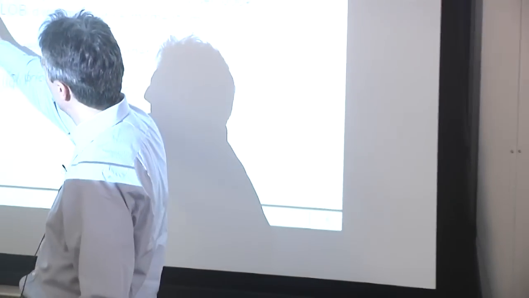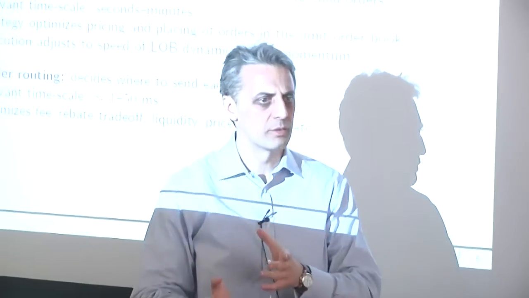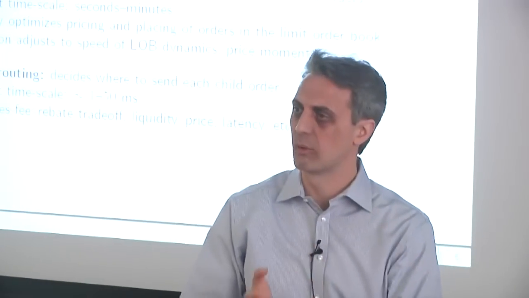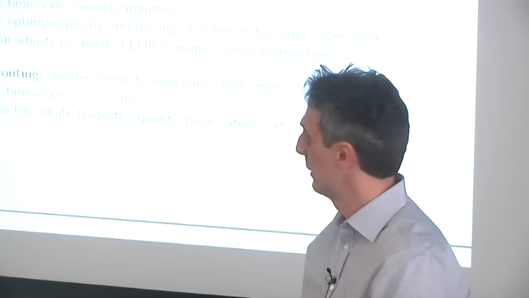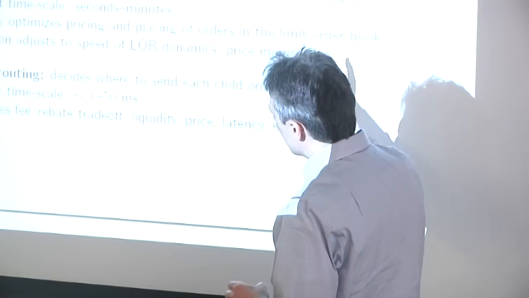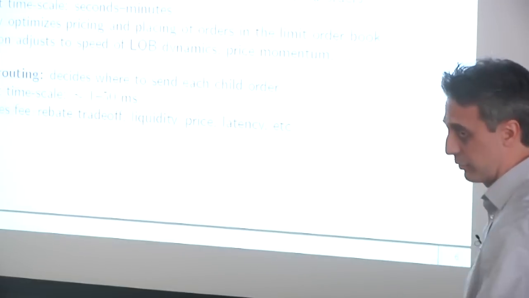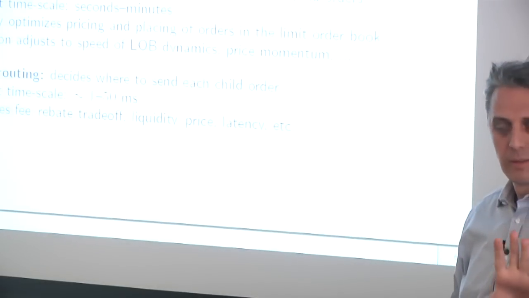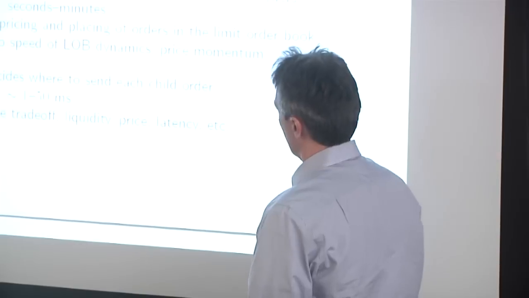The relevant time scale here is seconds, right? So you're making decisions and revising decisions in the order of a few times a second or every few seconds, all right? This problem involves analysis of the limit order book dynamics. I'll tell you a little bit about what that means in a bit, and I'll show you a picture about that.